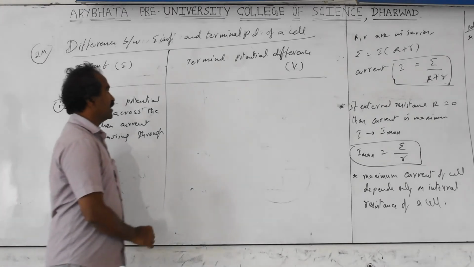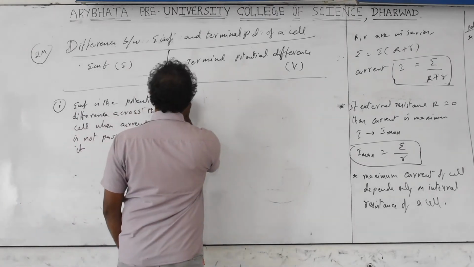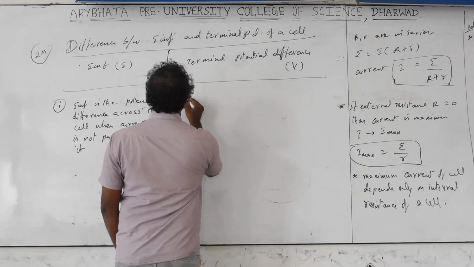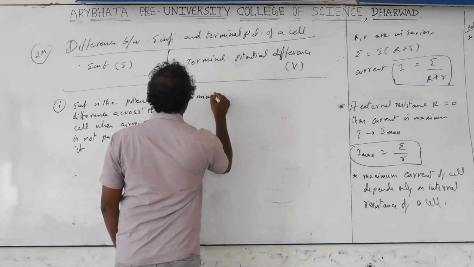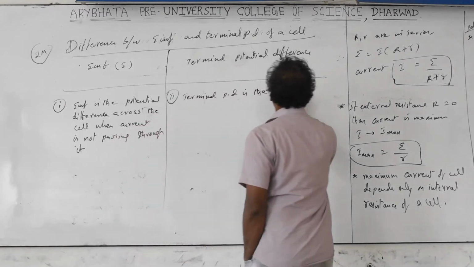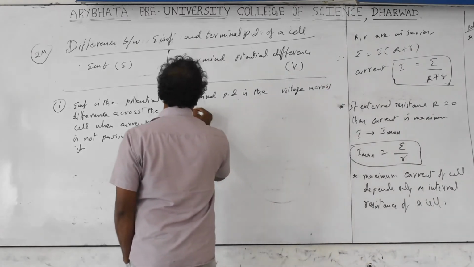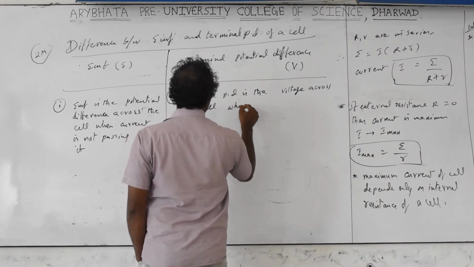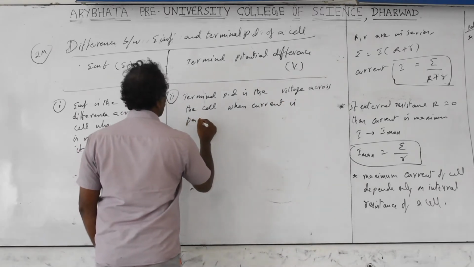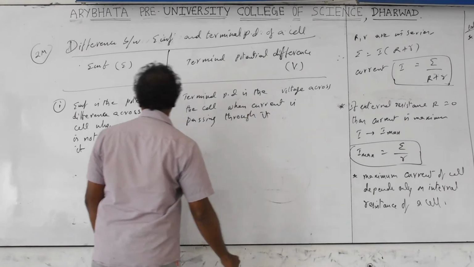What about the terminal PD? Terminal PD is the potential difference across the cell when current is passing through it. Potential difference is the voltage across the cell when current is passing through it.